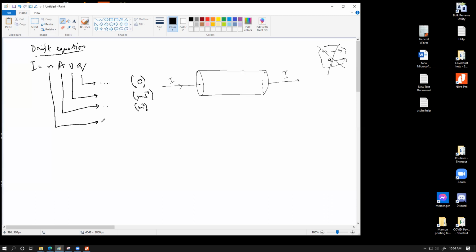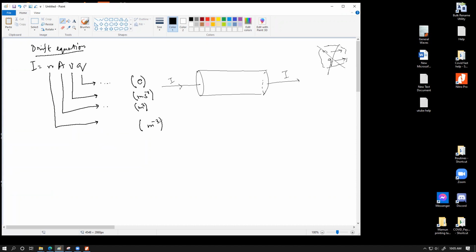Number of charge carriers per volume in the conductor. This is a number per volume. So how many in unit volume? So the top is just a number and the bottom is meter cube. That's why this one only has a unit of meter cube, meter to the power -3.